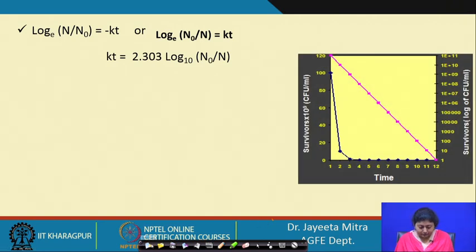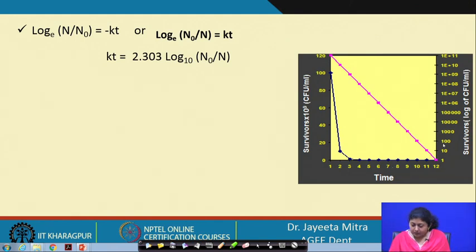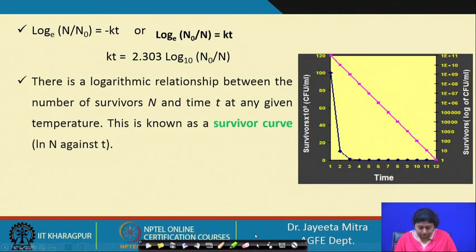Now, if we plot survivors on the y axis and time on the x axis, we get an exponential decay kind of curve. If we plot the viable microbial count on a log scale with respect to time, we get a straight line, and the slope of this straight line gives us the value of k, the first order reaction rate constant. This curve is known as the survivor curve, that is, log of viable microorganism count with respect to time.